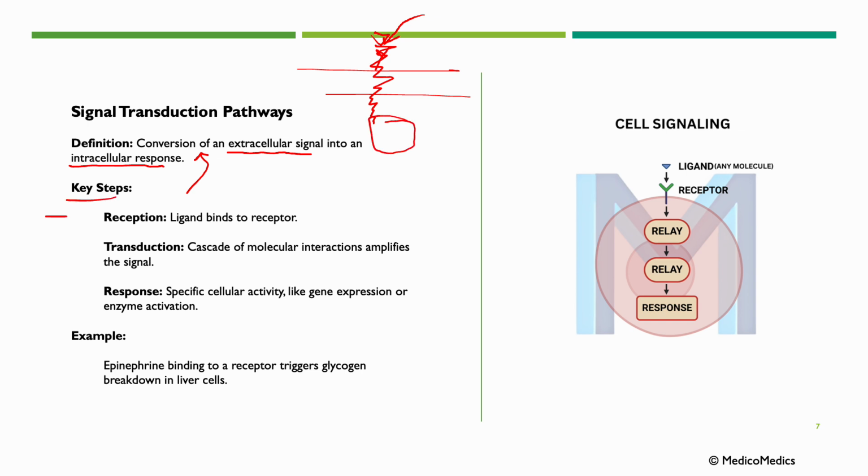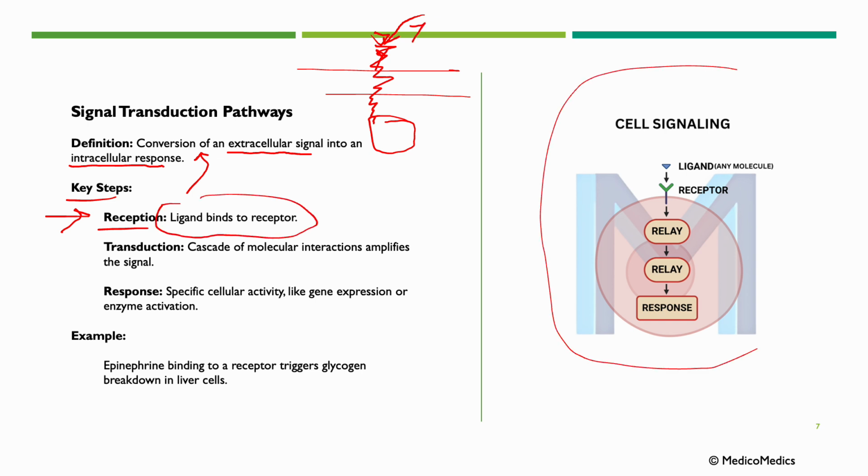Now, the key steps include, first of all, reception. So the ligand binds to a receptor. That's step one. Or look at this illustration here. Here is step one. Then we have transduction, signal transduction, which is a cascade of molecular interactions amplifying the signal. Right? The process here. And then finally, we will have the response. So specific cellular activity like gene expression or enzyme activation.